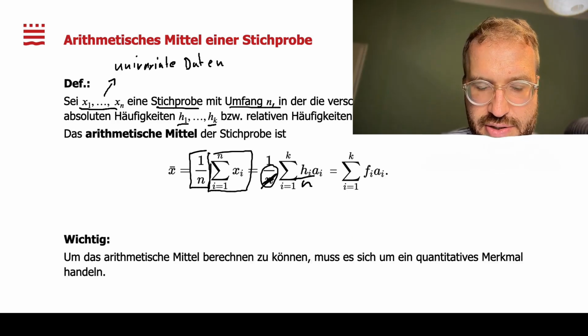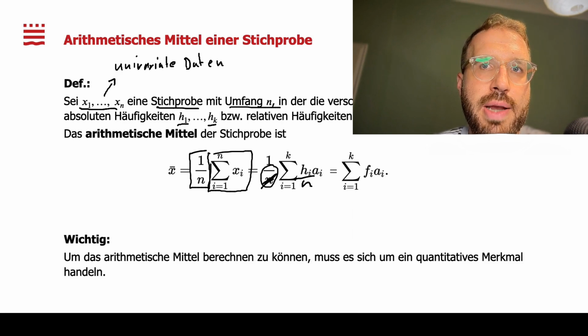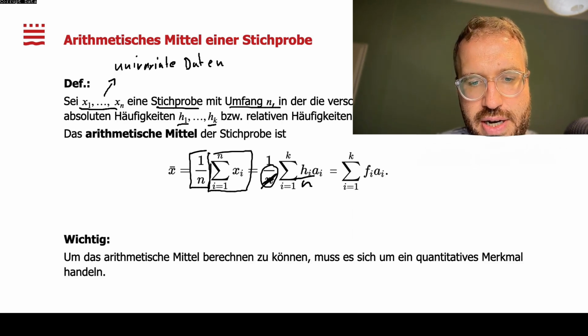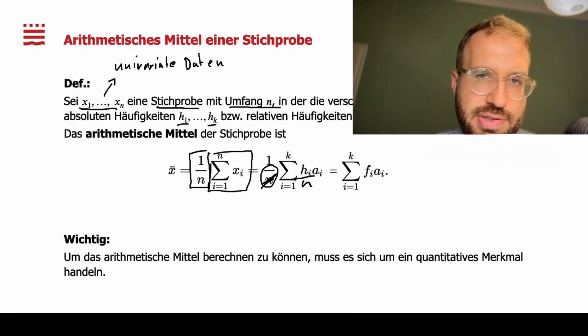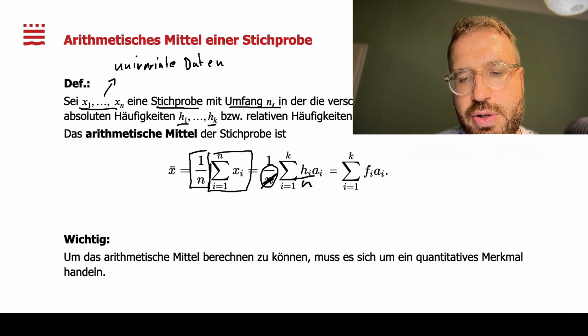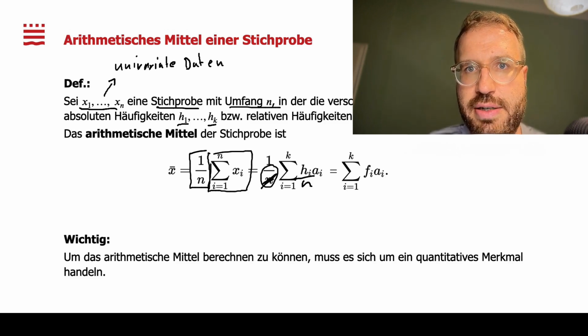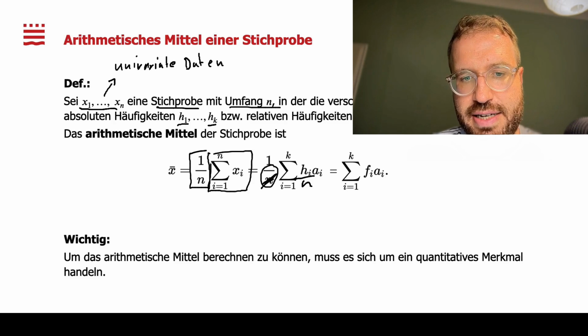So the relative frequency times the value itself. And perhaps here again, to make it clear why we are primarily dealing with quantitative characteristics: only quantitative characteristics can be added together. So you cannot add categories, like cats and dogs, together. You can only add numbers together.